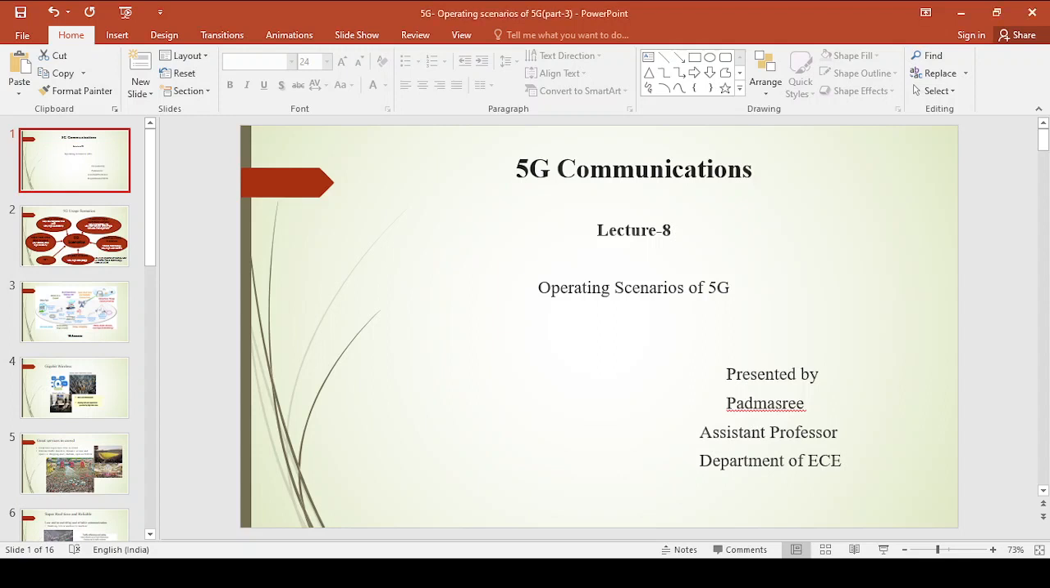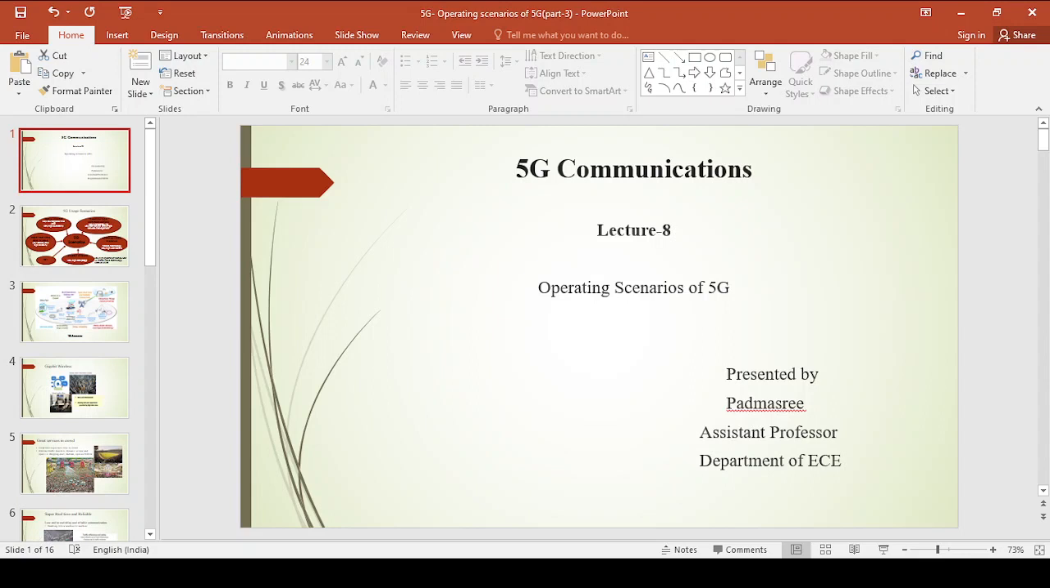Now in the previous lecture we have seen estimation parameters which were estimated from the year 2020 to 2030, and all these estimation parameters are collected from one of the ITU-R recommendations.